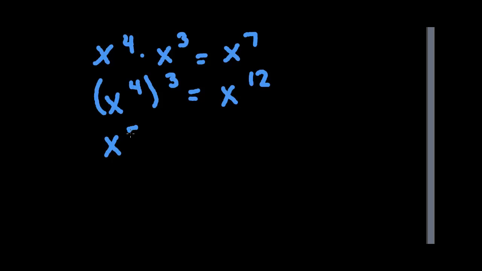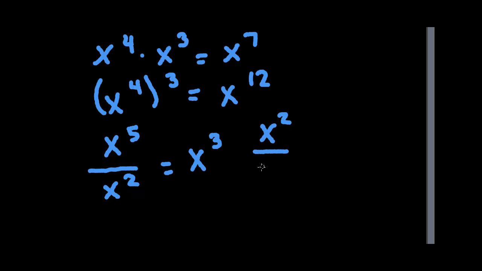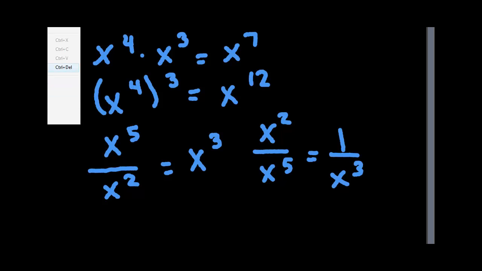And we looked at dividing exponents, where if we had x to the 5th over x squared, we would subtract exponents and get x to the 3rd. Or if we had x squared over x to the 5th, we would get 1 over x to the 3rd. Now we're going to go and look at negative exponents.